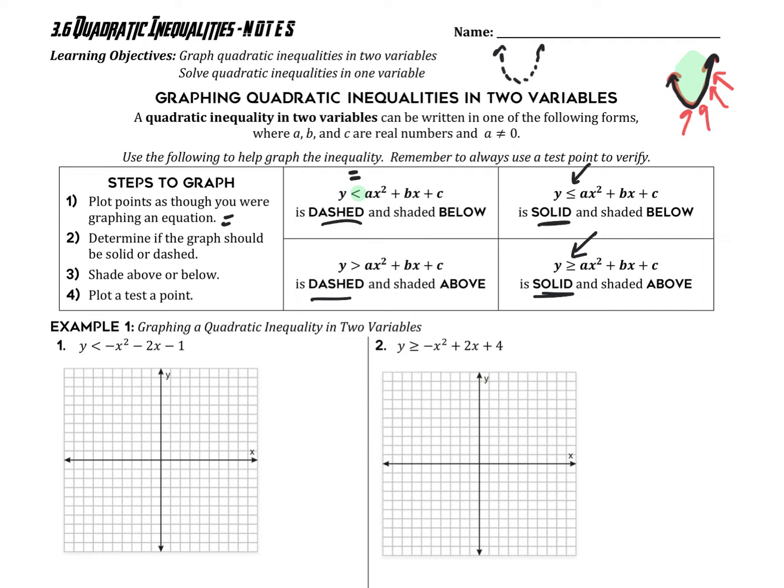Then we're going to determine if we're supposed to shade above or below. So less than means that we should be shading below. Less than or equal to also means that we should be shading below the curve. Greater than means we should be shading above the curve. Greater than or equal to means that we should be shading above the curve as well. Then pick a test point, any point that's not on your quadratic. So most of the time that point we're going to pick is 0, 0, and you're going to determine if that statement is true or false. If it's true, then 0, 0 should be in the shaded region. If it's false, then 0, 0 should not be in the shaded region.